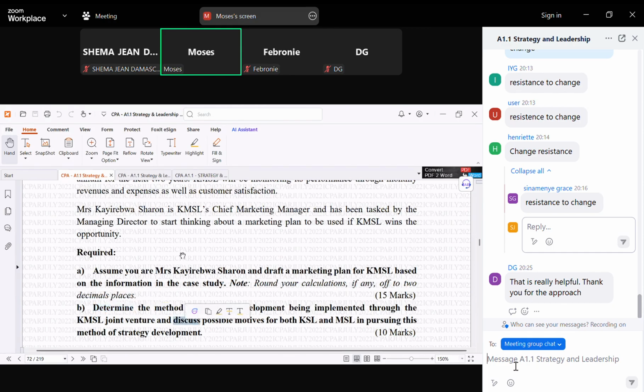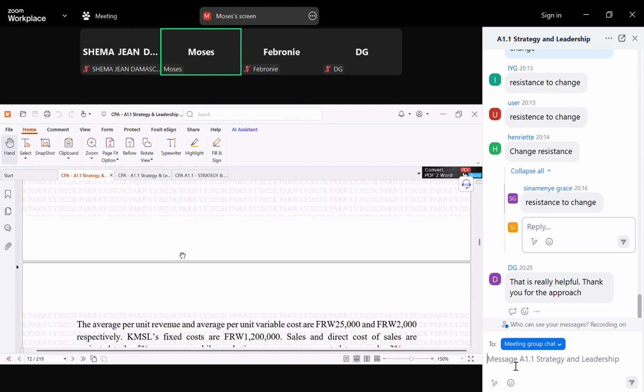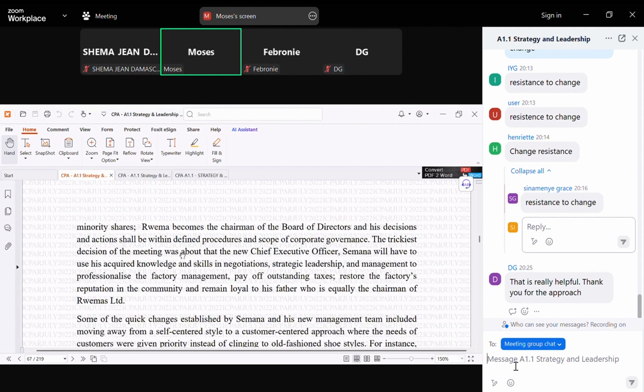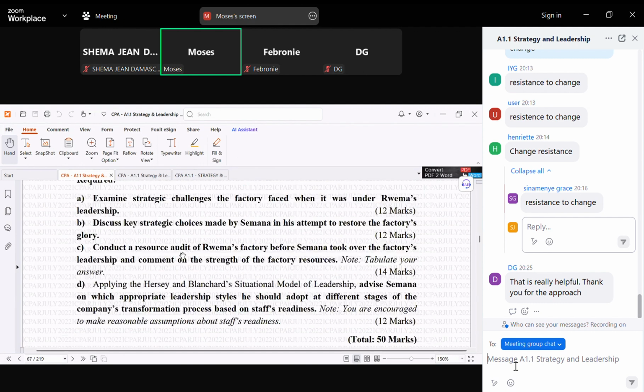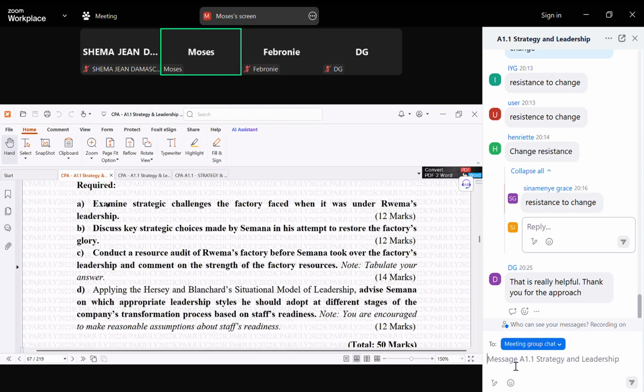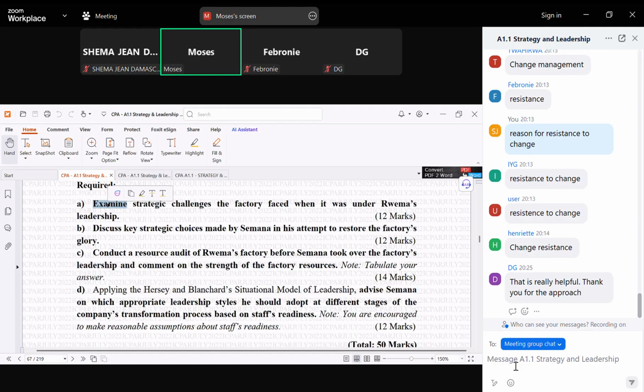So I walked through this to help you understand the key action verbs. Now, having said that, let's go back to question number 1 and see what they mean. Examine simply means discuss a concept, looking at both positive and negative elements, both good and bad, strengths and weaknesses, maybe, depending on the context. Examine is almost the same as evaluate, assess. They usually mean the same thing.